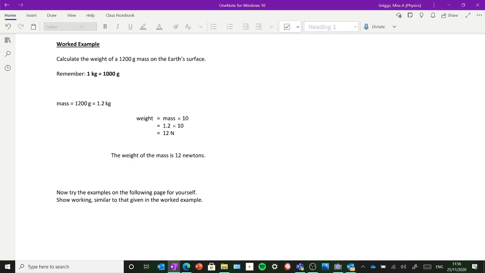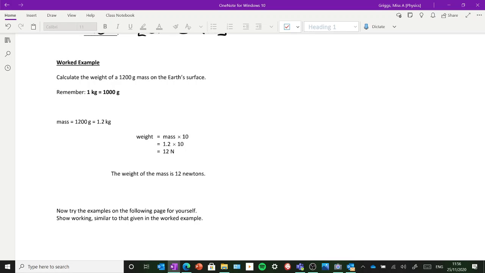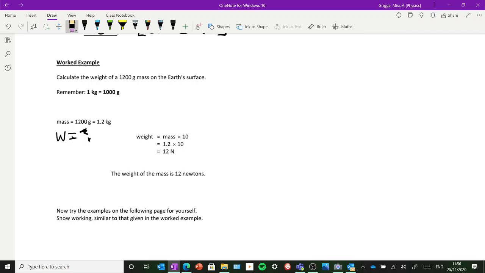Right, so basically what I would say is when you're reading questions, always write down what you're given. So calculate the weight. I would say W equals question mark. And mass equals 1,200 grams, which is 1.2 kilograms. So always write down, first of all, what you're given in the question, and then just use the equation.